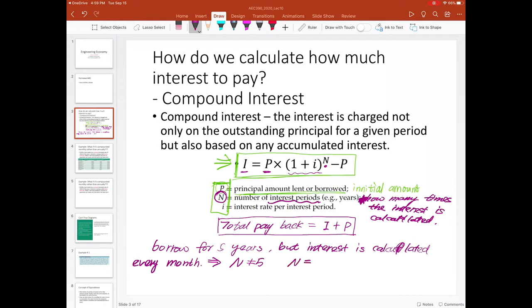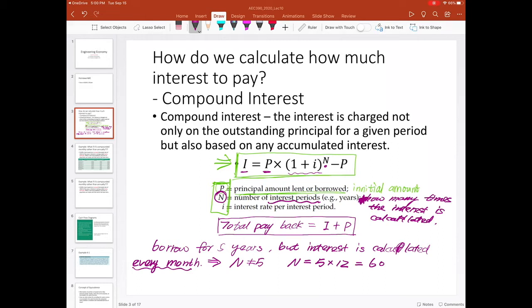That's very obvious. You got 5 years, and every year you got 12 months. So actually your n is going to be 60 instead of 5. Does it make sense to you? Because it's calculated every month, and each year has 12 months, which means each year it is calculated 12 times. And for 5 years in total, it's calculated 12 times 5, which is 60.